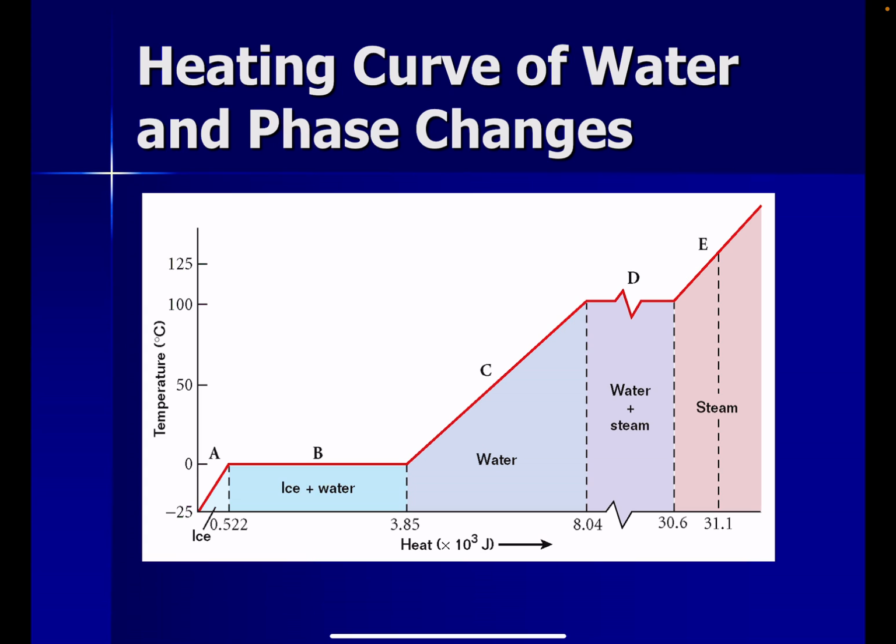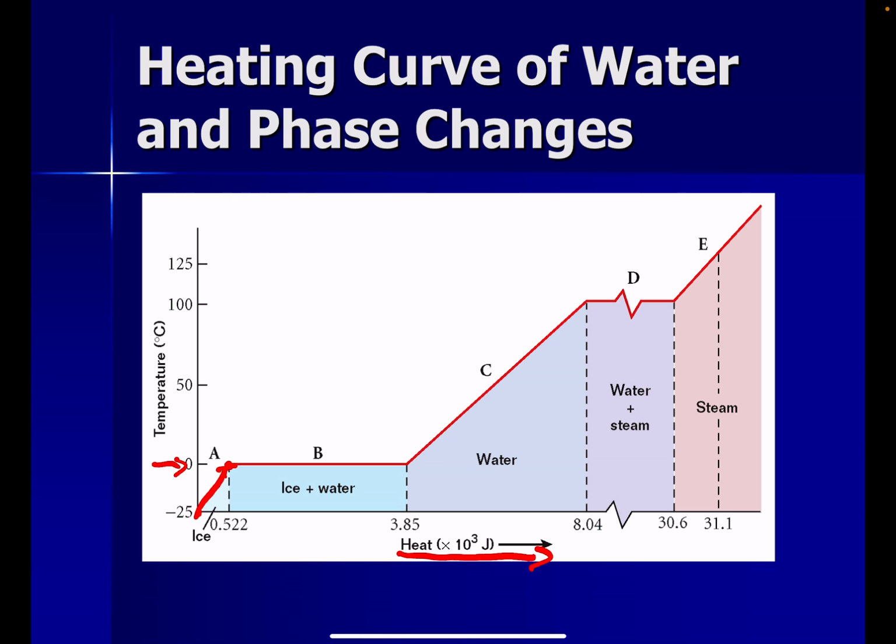So we have a graph here. This graph shows, as heat increases, what's happening to our temperature. Obviously at first, if we're at negative 25 degrees and we add heat, we're going to get to some new temperature. We're just going to go up. But eventually we reach the melting point of water, right? 0 degrees Celsius is our melting point.